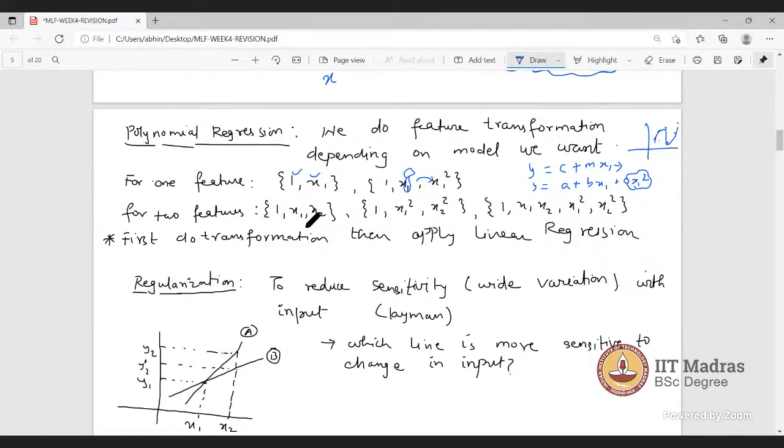Now suppose we have two features. Then all the possible combinations that we can have are 1, x1, x2, or 1, x1 square, x2 square, or 1, x1, x2, x1 square, x2 square. So this basically depends on the model that you want to form. Suppose you want to form a model like this, theta naught plus theta 1 x1 plus theta 2 x1 square. Then you take this transformation. If you want to form a more complicated model, then you take this transformation. So it basically depends on the model that you want to form. So this is what is there in polynomial regression.